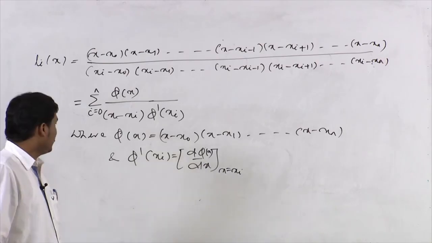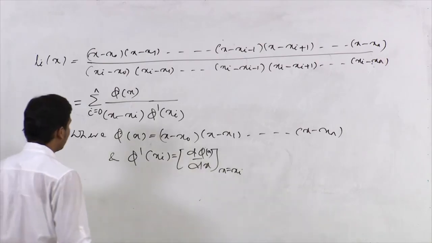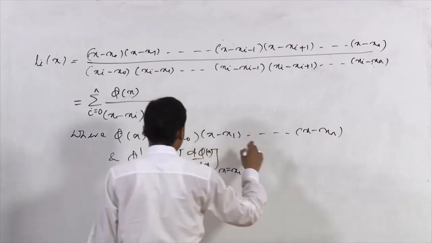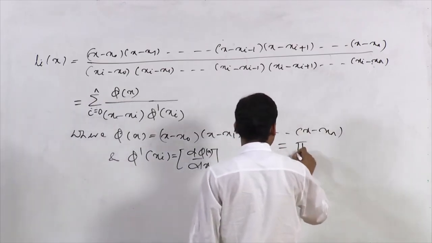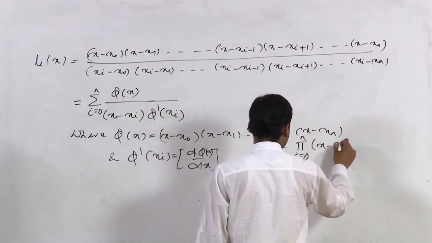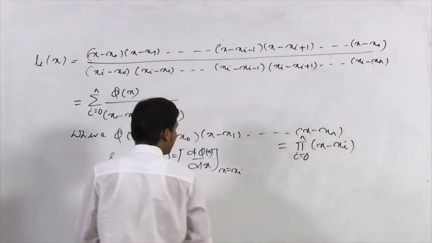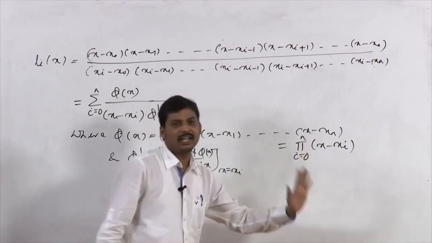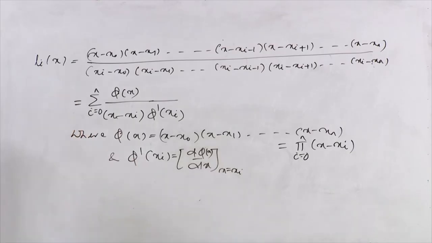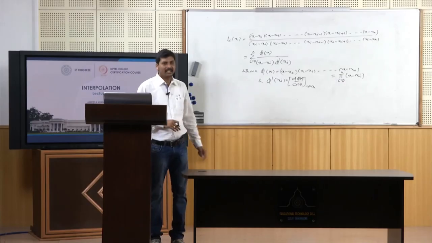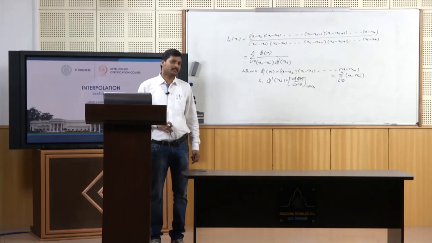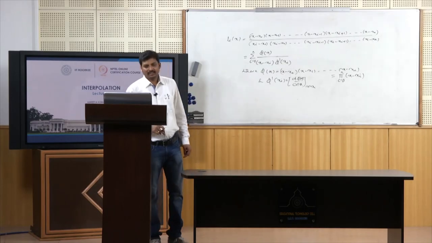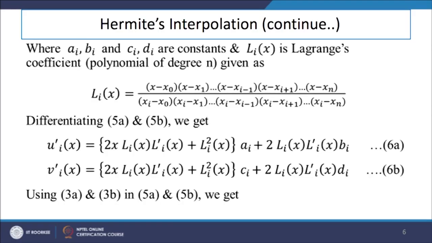So, in both these forms it can be expressed, since phi of x can also be represented in the form of the product of i equals 0 to n of (x minus x_i). And some people also use this one as the prime of the product of i equals 0 to n of (x minus x_i). So if you express this L_i(x) in different forms by considering n plus 1 points, that represents a polynomial of degree n.